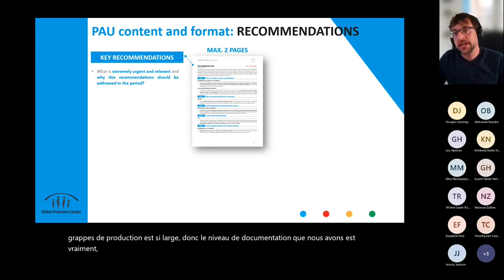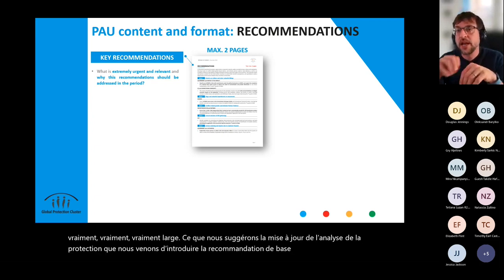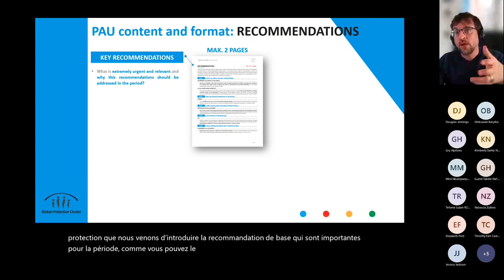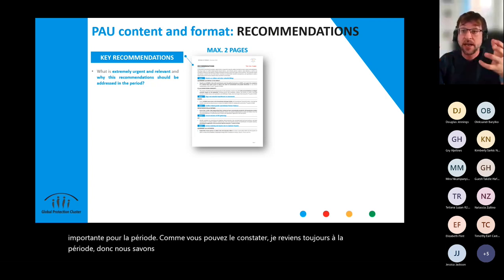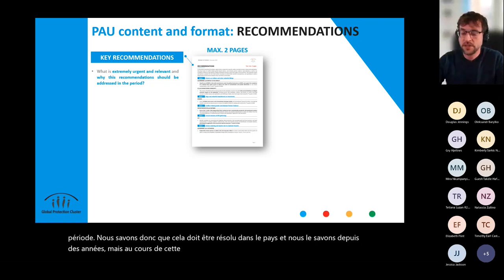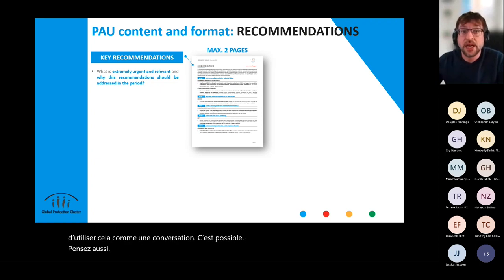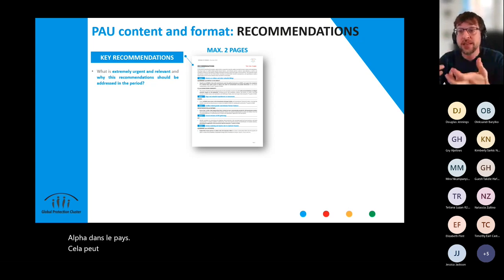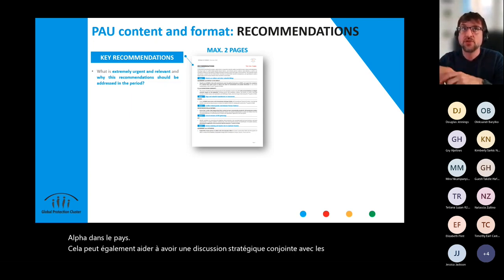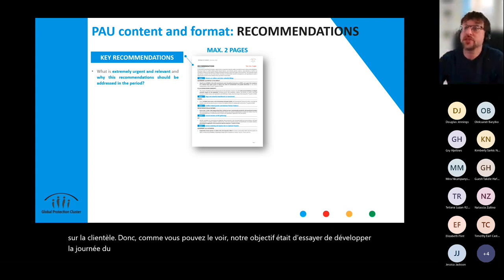What we suggest in the protection analysis update is that we just introduce the core recommendations that are important for the period. As you can see, I always go back to the period. So we know that this needs to be addressed in the country, and we know that since years, but in this latest period, this is extremely fundamental. So try to use that as a conversation. This might also help in actually having a joint strategic discussion with partners and with constituency. So as you can see, our goal was to develop the protection analysis update for you as an instrument to have actually joint strategic discussion with partners.